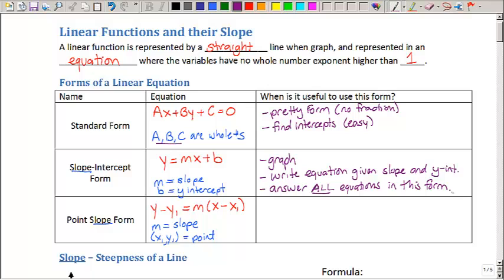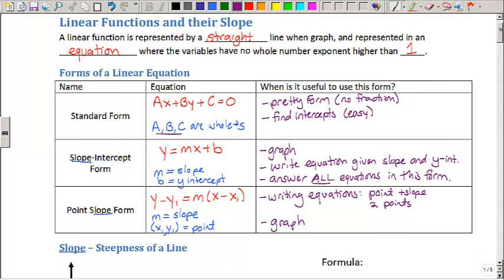The point-slope form is very useful for writing equations, especially when you're given a point and a slope, or if you're given 2 points. Also, it's fairly simple to graph if you're given a point and a slope. So those are the times that are useful for each of the forms. And we'll refer back to each of these forms as we approach different problems.